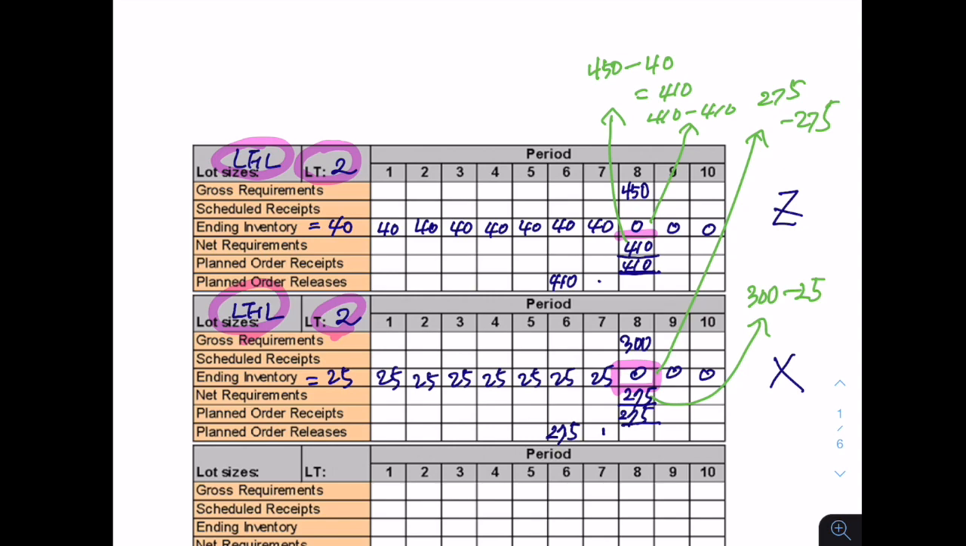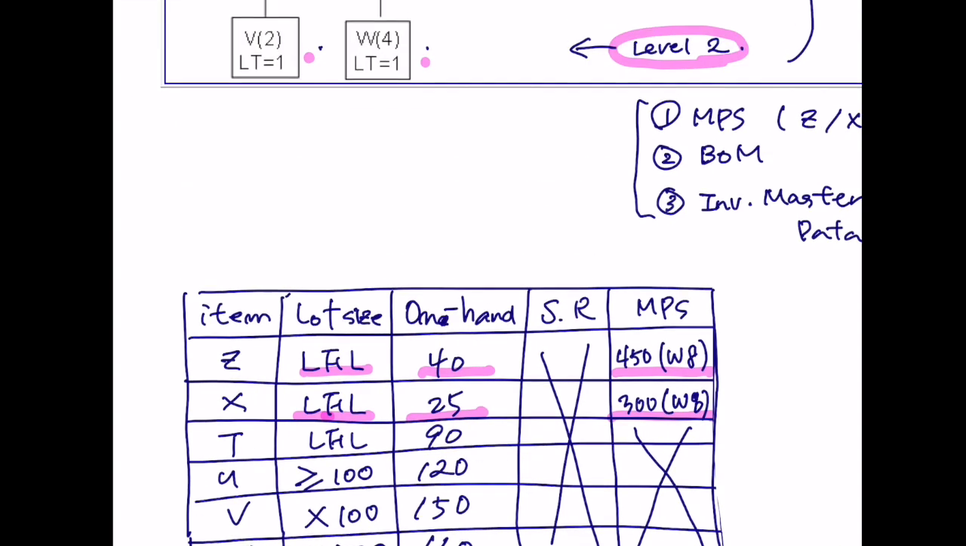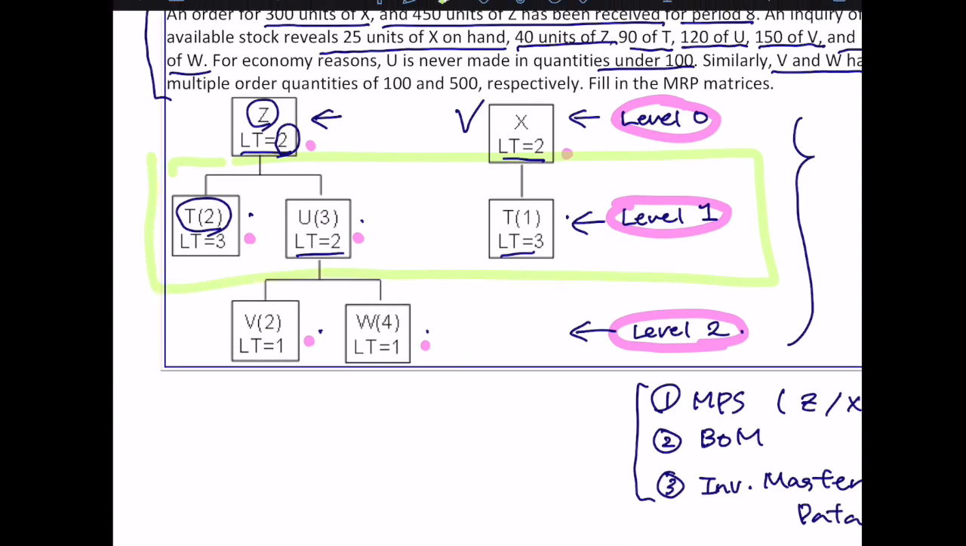Okay, so we are done with Z and X items. Now we can move on to the next level. Next level is level 1, and we will focus on this level 1 items, T and U. So T is used to make both Z and X. Lead time is 3. To make one Z, you need 2 T's. To make one X, you need 1 T.